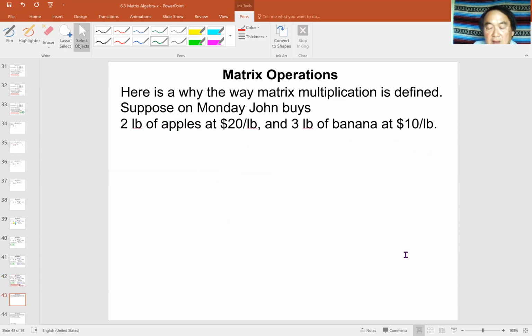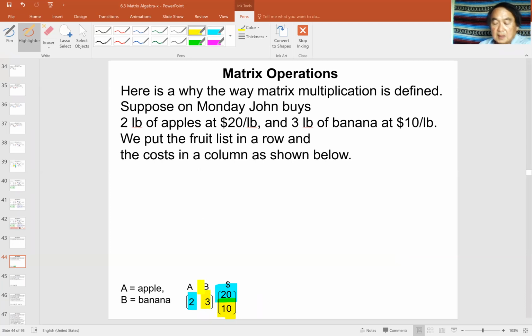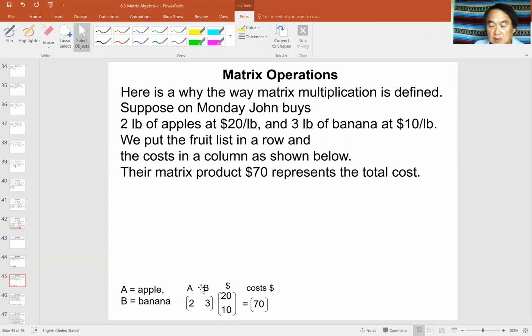Undefined. And here's a motivation for why we want to define matrix multiplication in that manner. For instance, apples cost $20, I want to order 2 pounds, and bananas cost $10 a pound, I want 3 pounds. I just write those two pieces of information at the bottom. A and B stand for how many pounds of apples and bananas. Then I can write the prices, $20 for apples and $10 for bananas, in a column matrix. When I multiply them, what's the result I get? I get the total cost for buying both.